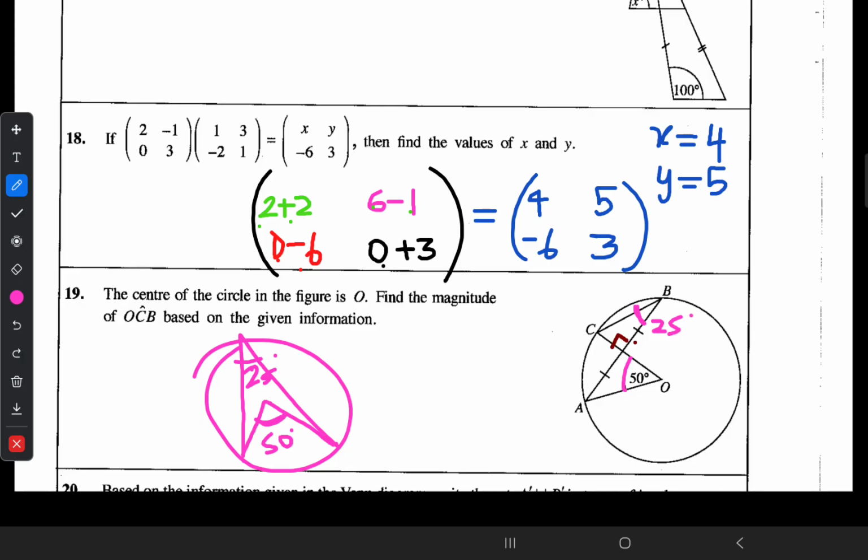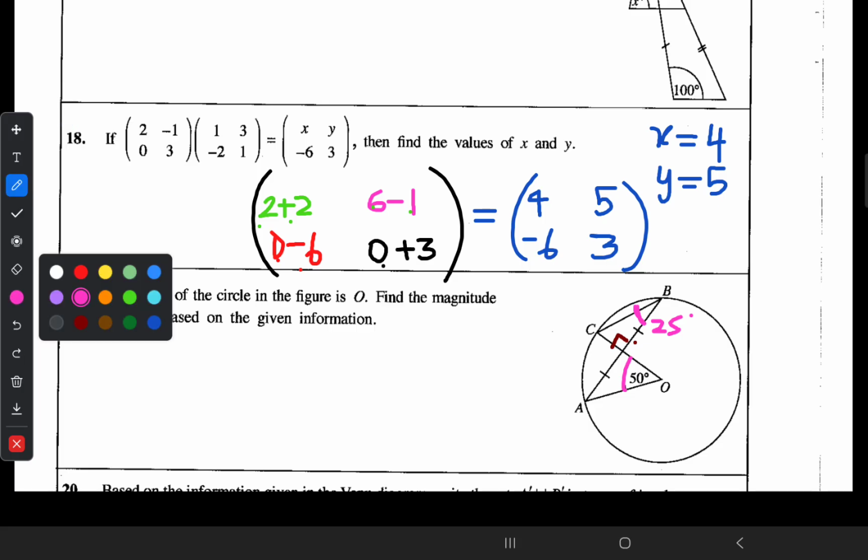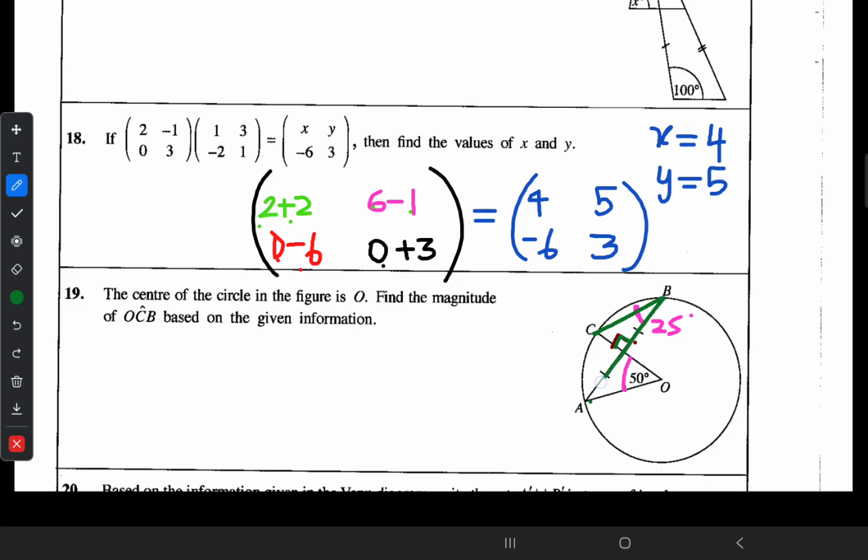Angle CBA, that would be 25 degrees. First we used the bisection of the chord and radius, the perpendicular relationship. Thereafter central angle is double of circumference angle. By using the A and C constant points, we created an angle on the circumference, another angle is subtended on the center. So central angle is double of circumference angle.